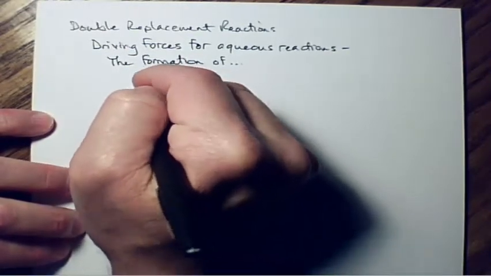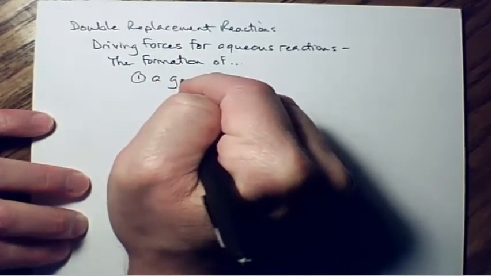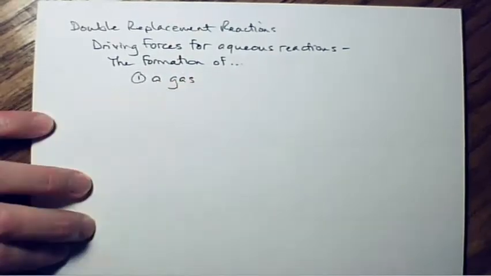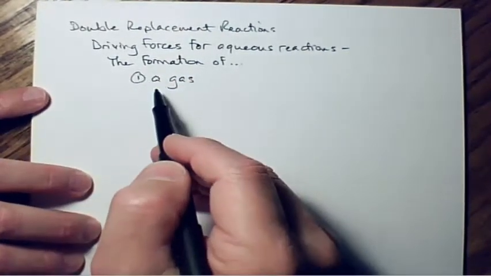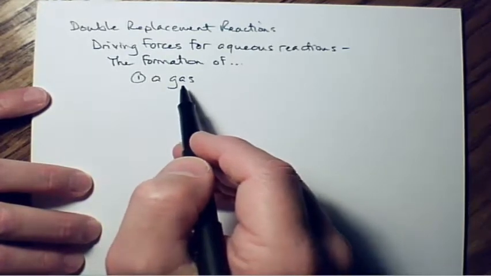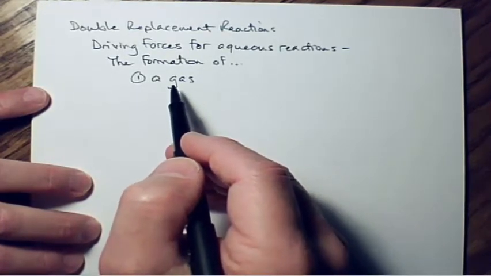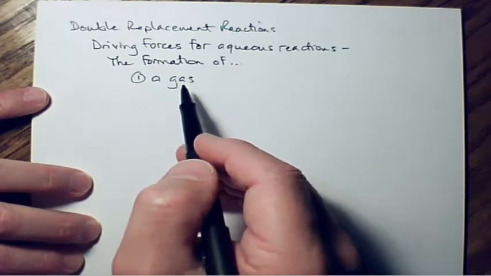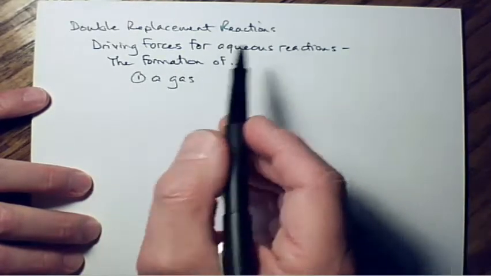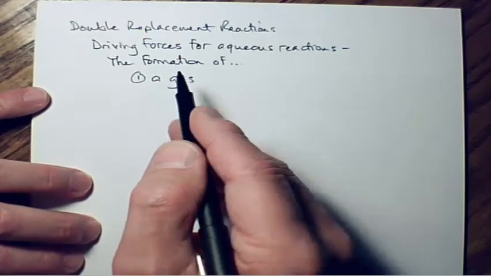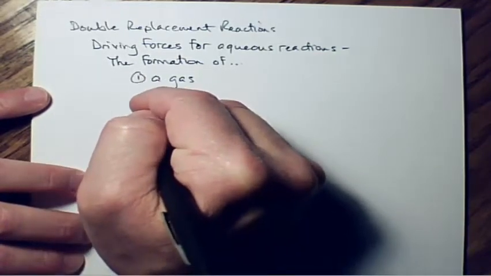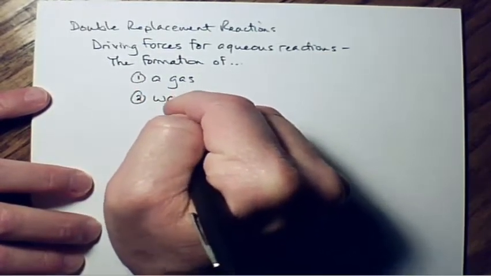One is the formation of a gas. So if we're making some product and that product is or immediately becomes a gas, then that's a driving force for an aqueous reaction between two ionic compounds or two salts. Okay? Another is the formation of water.